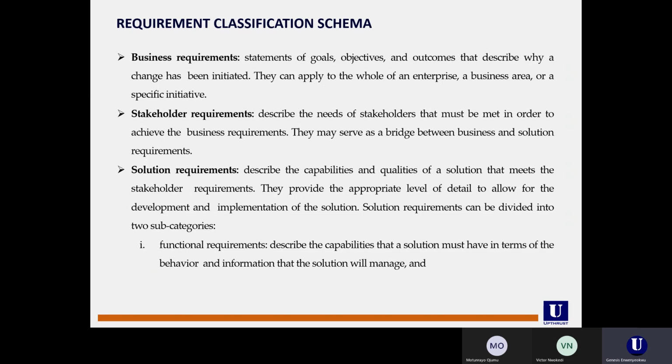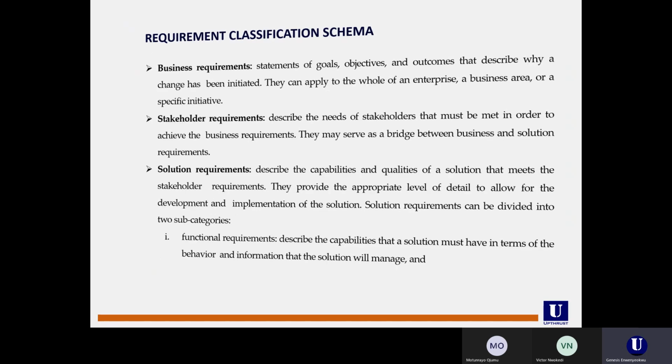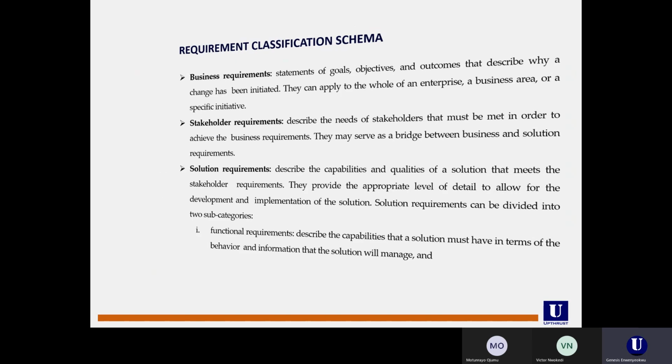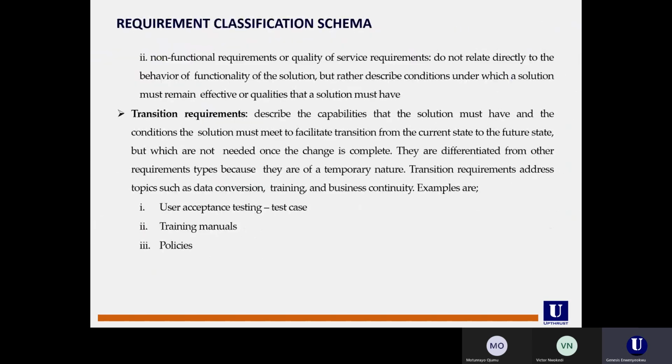And then we have the non-functional requirements. This talks about the quality of service. This talks about the conditions that need to be met, or that the solution needs to satisfy, for you to perform effectively. And the last type of requirement, or should I say the fourth categorization of requirements, is the transition requirement. Transition requirements describe the capabilities that the solution must have and the conditions that the solution must meet to facilitate the transition from the current to the future state.